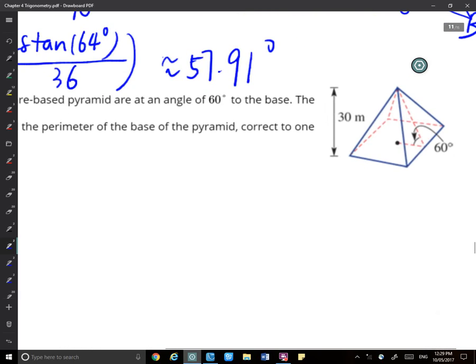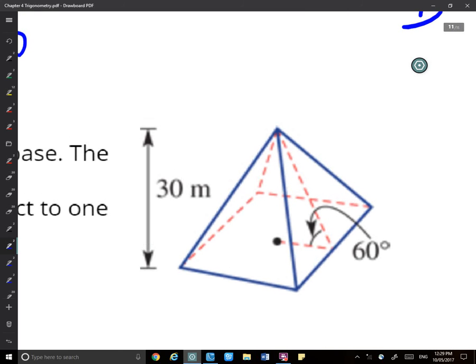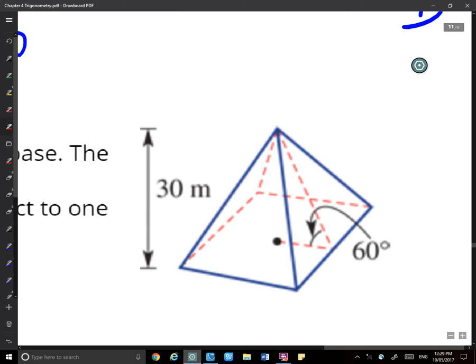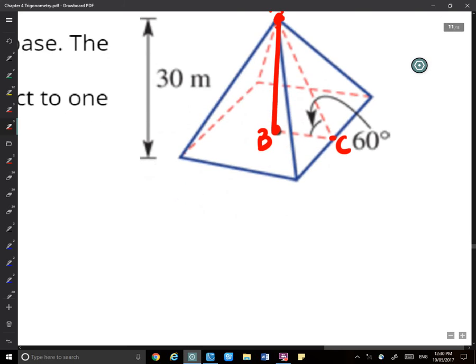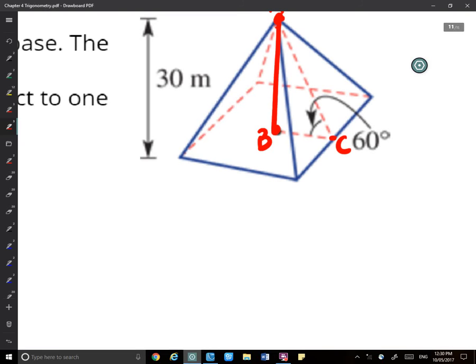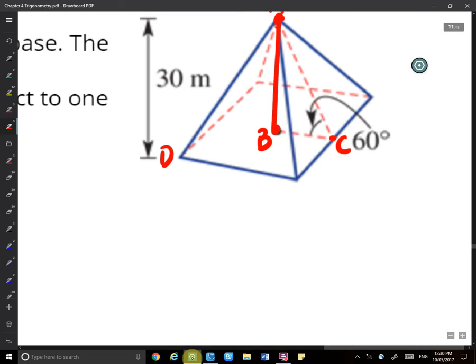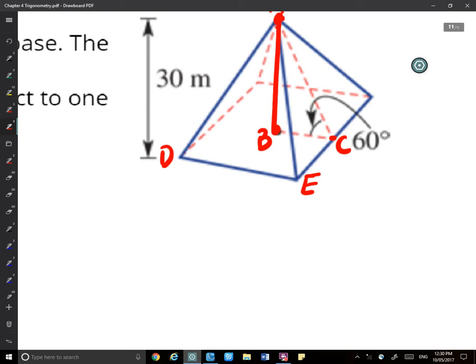Let's have a look at this shape first. Let's connect the top and the middle point here. Let's say that point is A, B, and C. Let's say this length is D and E. What do you think the relationship between BC and DE? Parallel. How about the length?